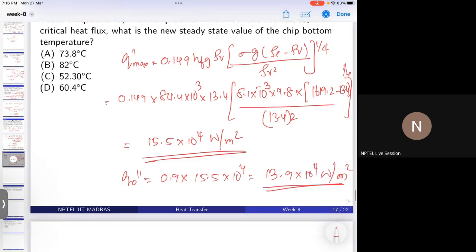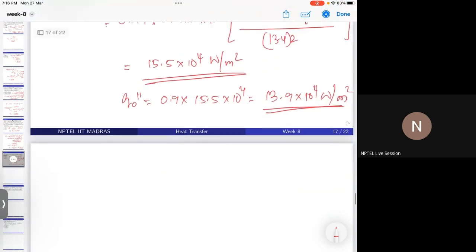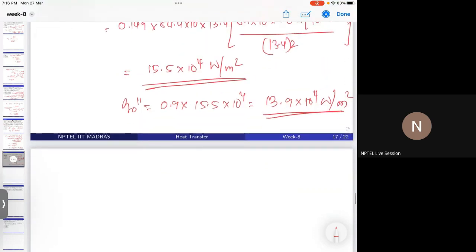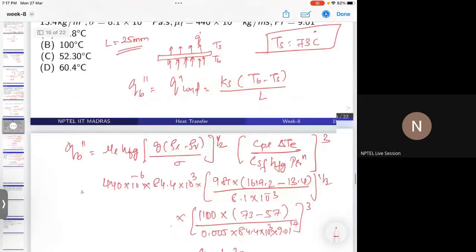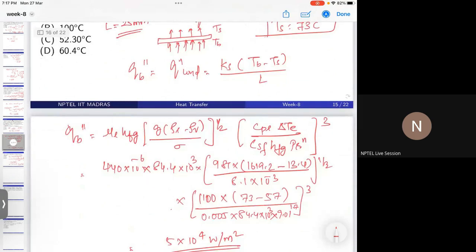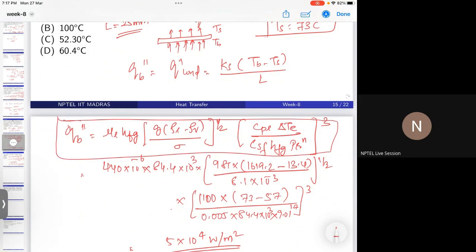But we have to know what is the surface temperature. No need to calculate the whole value. If you see this equation, the only thing we can change when the heat flux changes is what? What is the variable in this equation which can change when we increase the heat flux? Can you identify?